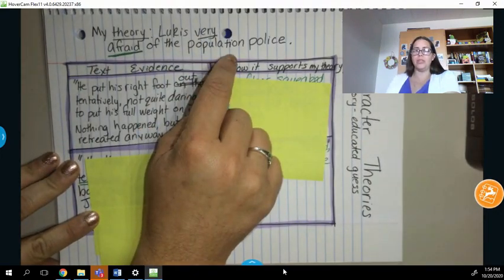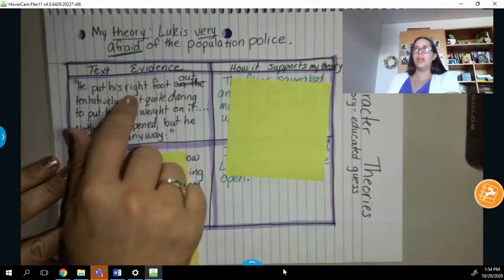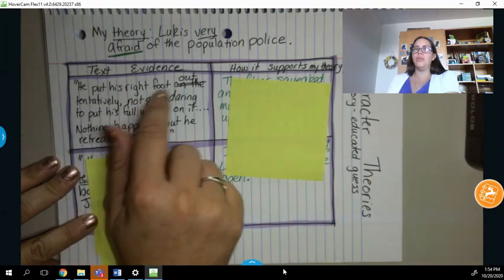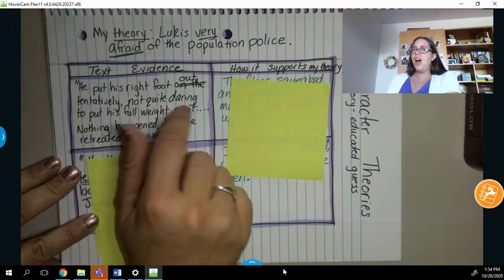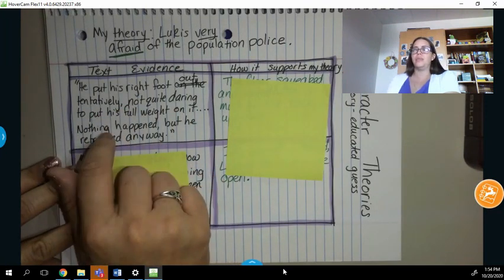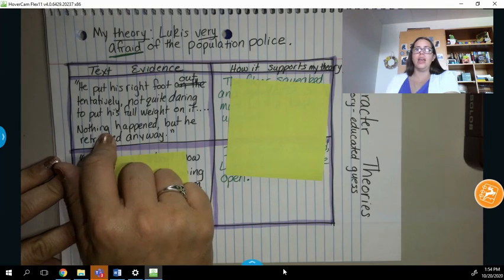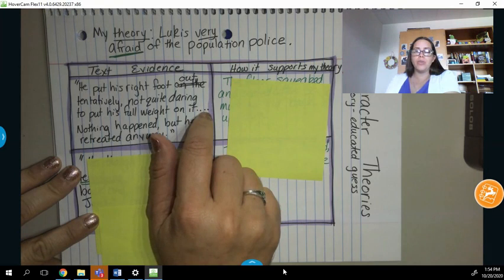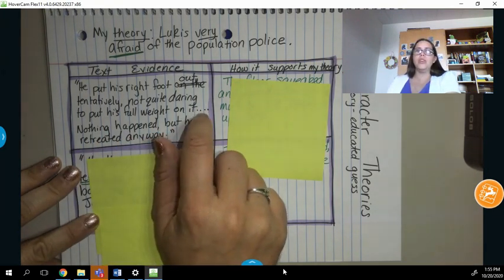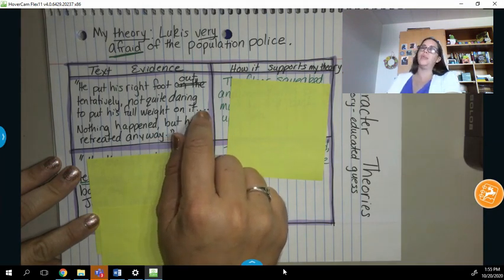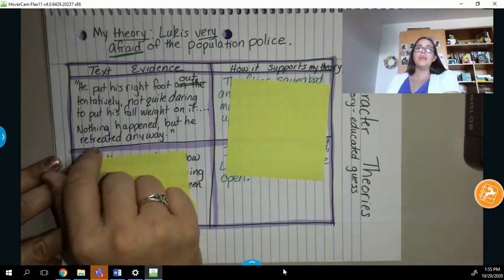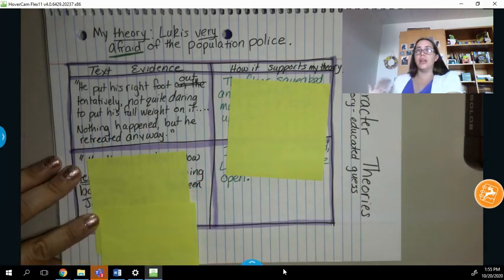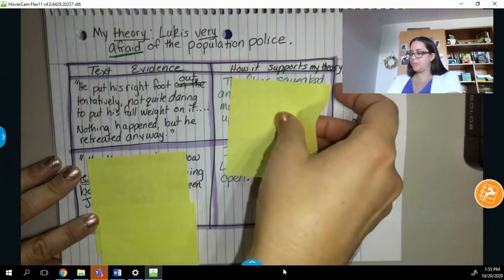What is something that I read in the book that makes me think Luke could probably be afraid of the population police? Well, at the very beginning of the book, we read that he put his right foot out tentatively, not quite daring to put his full weight on it. The floor squeaked. Nothing happened, but he retreated anyway. You might notice I have 1, 2, 3, 4 dots right here. That's because I didn't want to write the floor squeaked because I was running out of room. So I knew that the floor squeaked. So I put little dots to say that I missed some writing, but I remember what was there. Nothing happened, but he retreated anyway. He retreated. That means he went back into hiding.